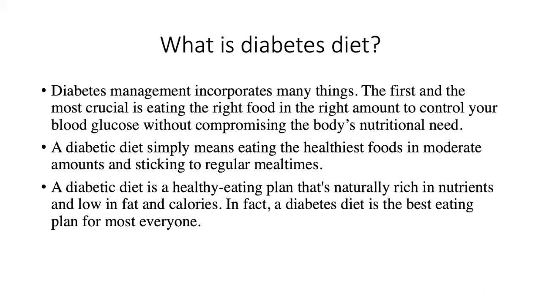So in that second sentence, the three things we have to pay attention to are eating healthy food, in a moderate amount, and sticking to a regular meal time. Those are the three things we should focus on. A diabetic diet is a very healthy eating plan that is naturally rich in nutrients and low in fat and calories. In fact, it is the best eating plan for almost everyone. It's not really a diet, it's more of a meal plan.